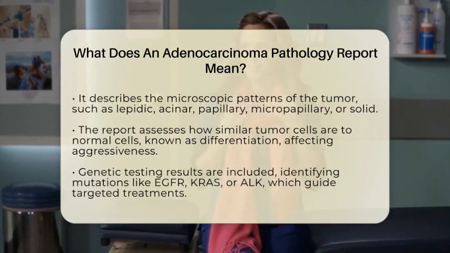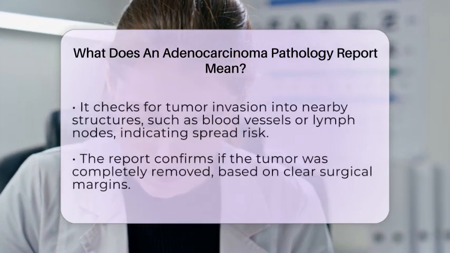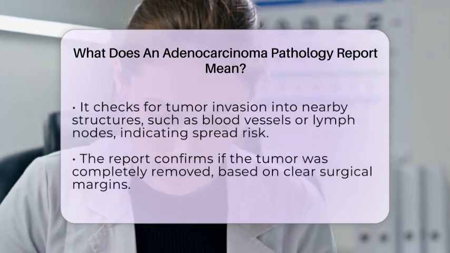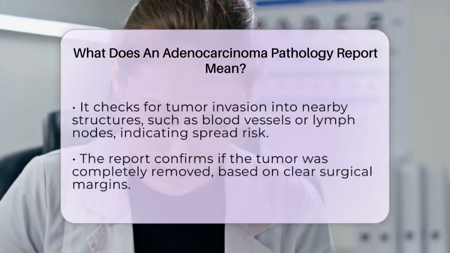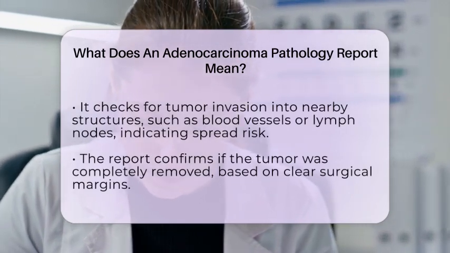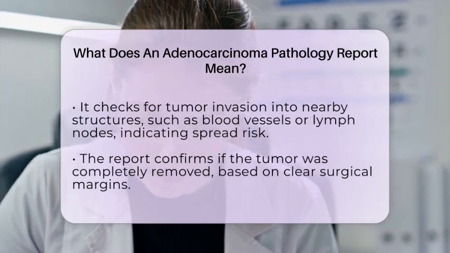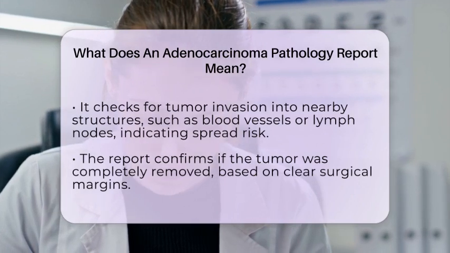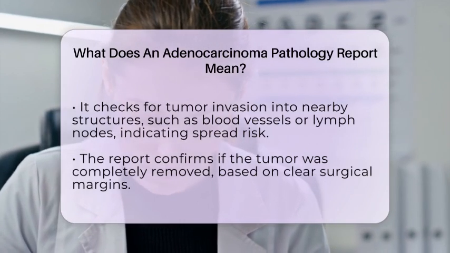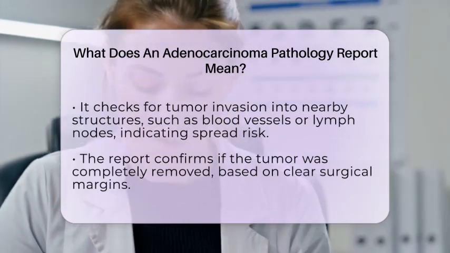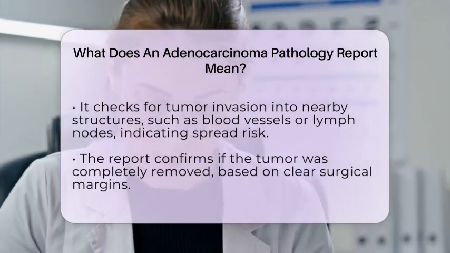Modern pathology reports often include genetic testing results. These tests look for specific gene mutations like EGFR, KRAS, or ALK rearrangements. Knowing these mutations helps doctors choose targeted therapies, which are drugs designed to attack specific cancer cells. This is especially important when the tumor is advanced or has spread. The report also assesses whether the tumor has invaded nearby structures such as blood vessels or lymph nodes. If cancer cells are found in lymph or blood vessels, it indicates a higher chance of the cancer spreading and can influence staging and treatment decisions.